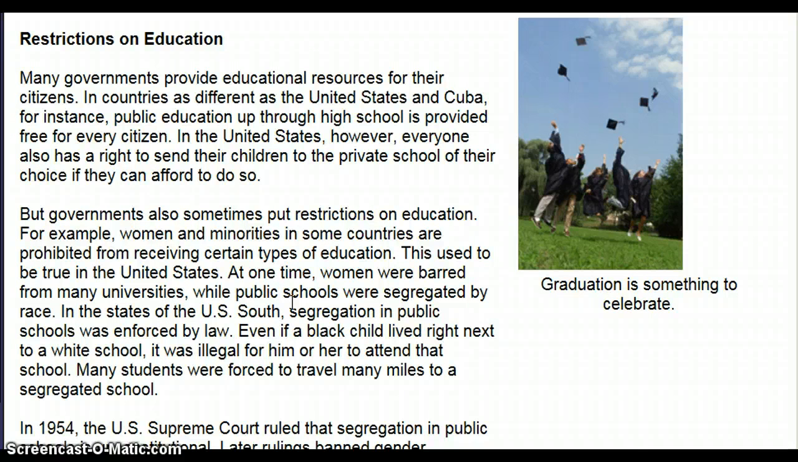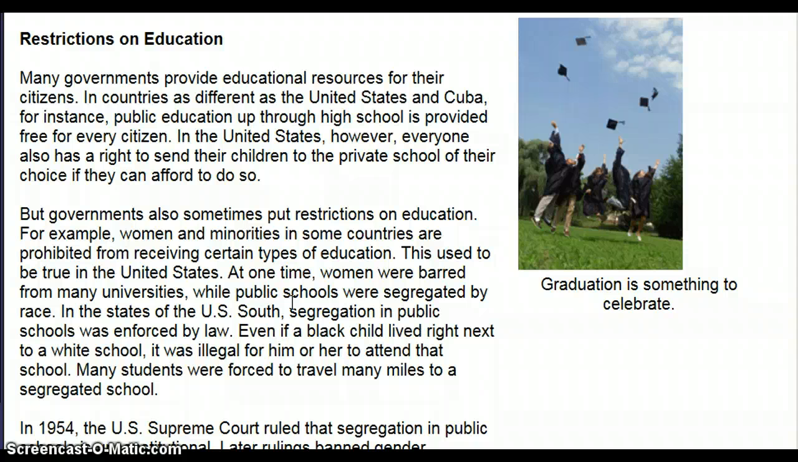Restrictions on education. Many governments provide educational resources for their citizens. In countries as different as the United States and Cuba, for instance, public education up through high school is provided free for every citizen. In the U.S., however, everyone also has a right to send their children to the private school of their choice if they can afford to do so. But governments also sometimes put restrictions on education.